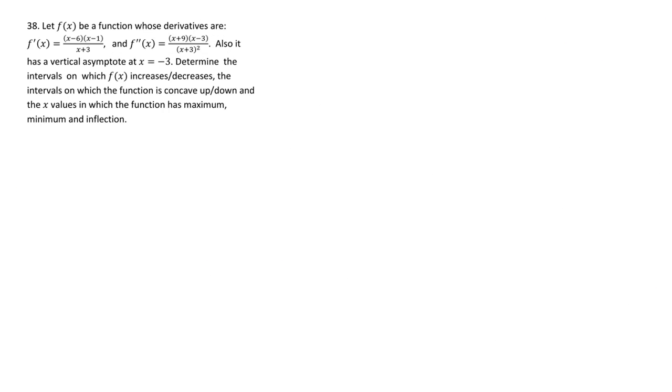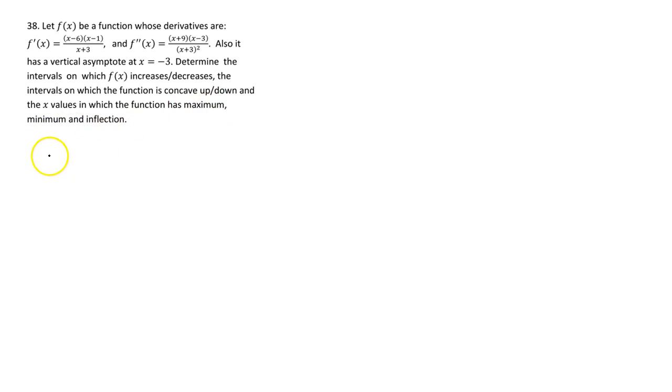Okay, now let's go to the next question, 38. Suppose you're given a function whose derivatives are the following. Let's also say that it has a vertical asymptote at x equals -3. You can see that x equal to -3 makes the denominator 0, so it's kind of reasonable to think that there must be a vertical asymptote, but it doesn't have to be. Determine the intervals on which f of x increases, decreases, the intervals on which the function is concave up, down, and the x values in which the function has maximum, minimum, and inflection.